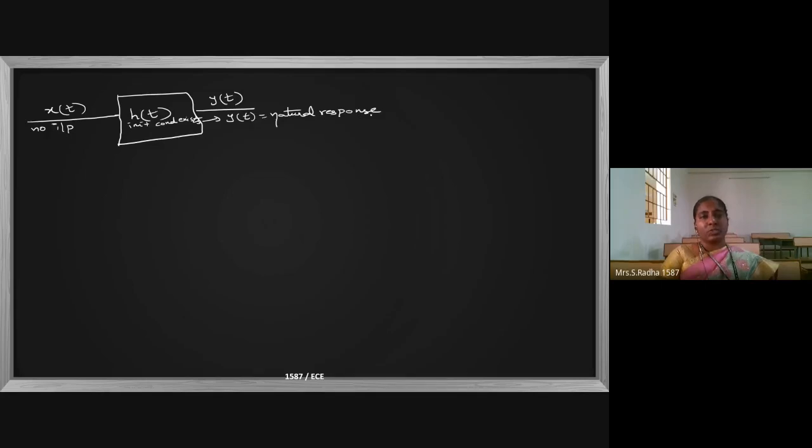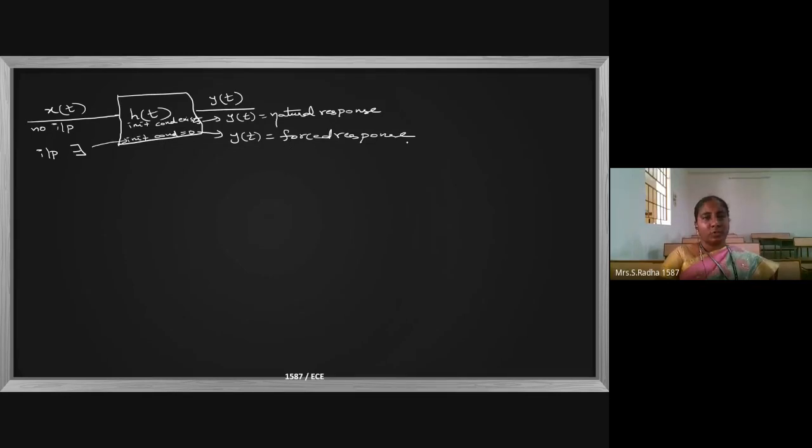So if input exists and initial conditions are zero, in that case, the output is called forced response. We are giving some input and forcing the system to produce the output. The system is at rest. When you give input, only then the system will wake up. You are forcing the system to give some output. That is called forced response.